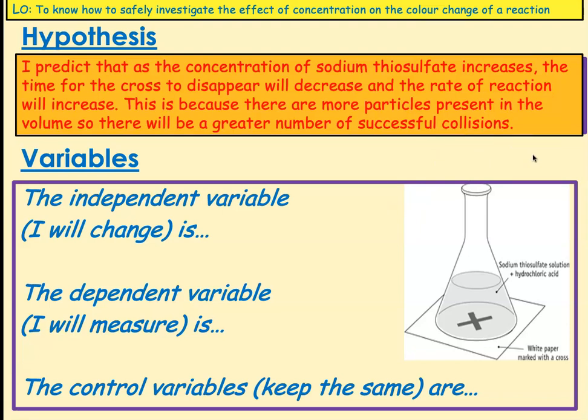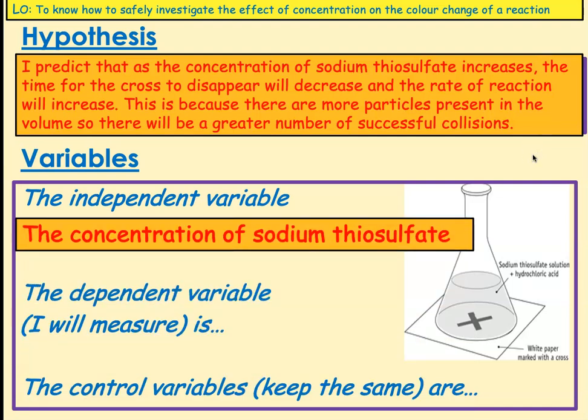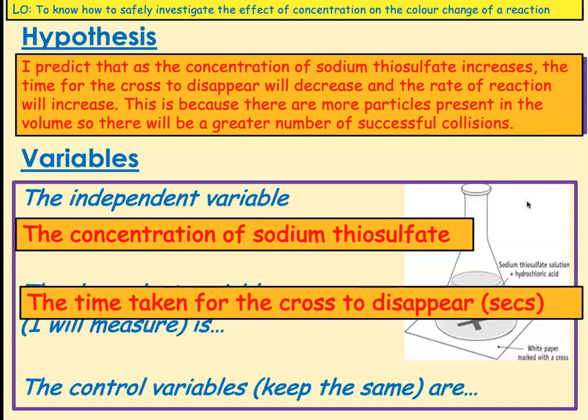Okay, so for our experiment, as we said, we're changing the concentration. So our independent variable is the concentration of sodium thiosulfate. Our dependent variable is the thing we measure. I'll give you a moment to think about that. Okay, what we're measuring is the time taken for the cross to disappear.